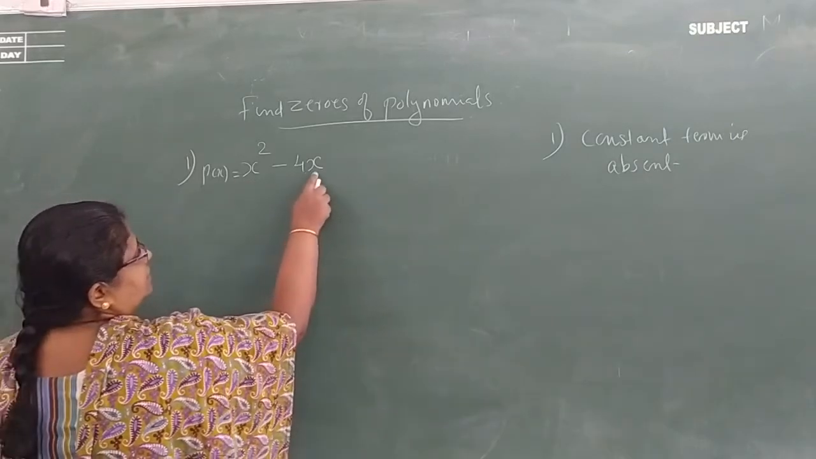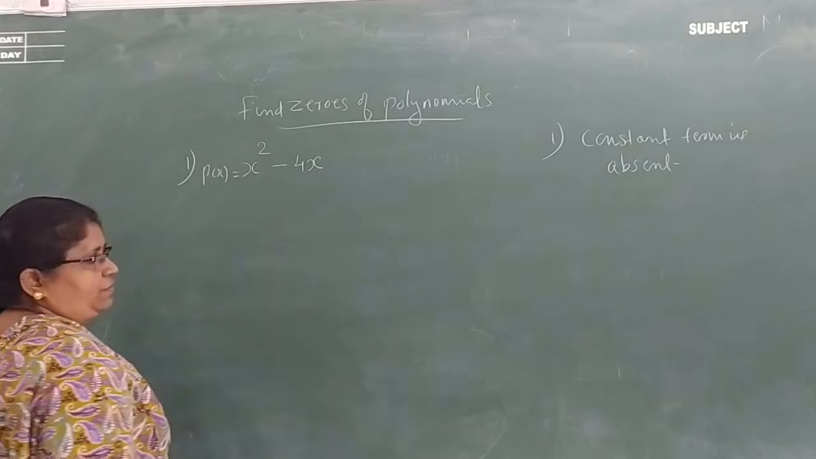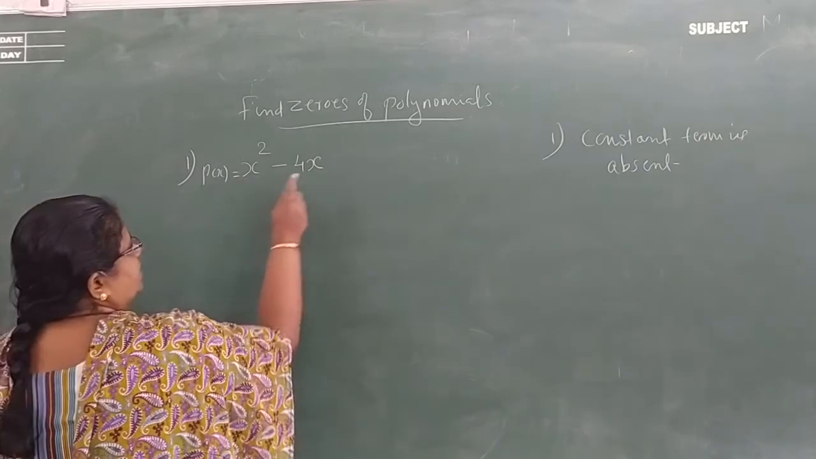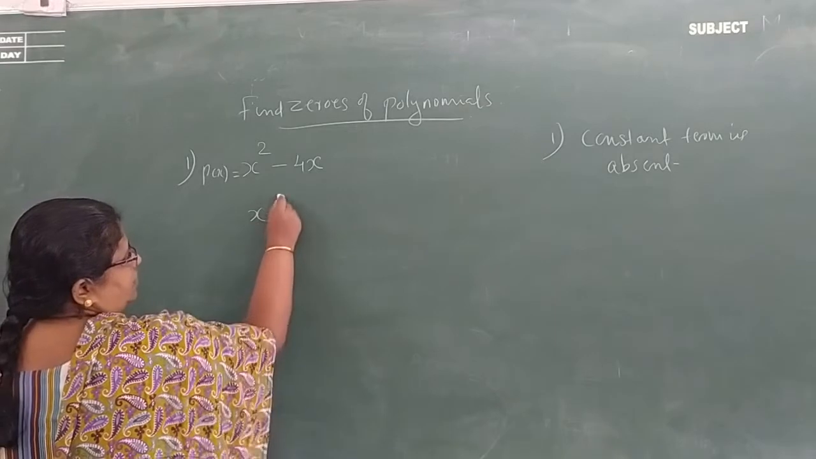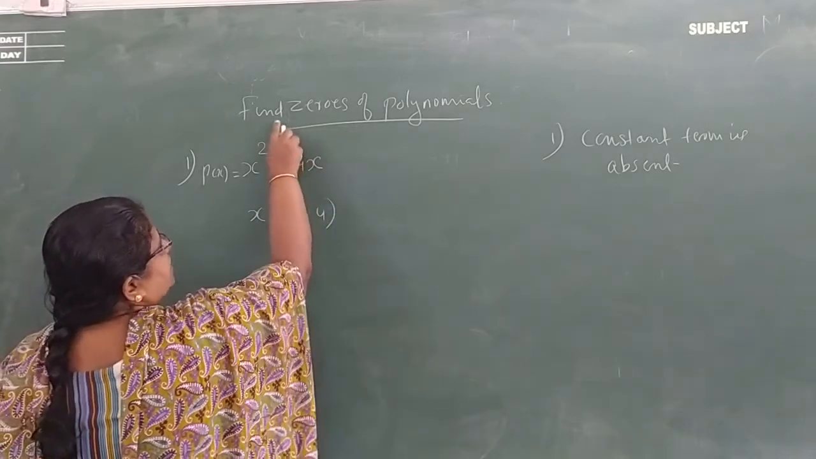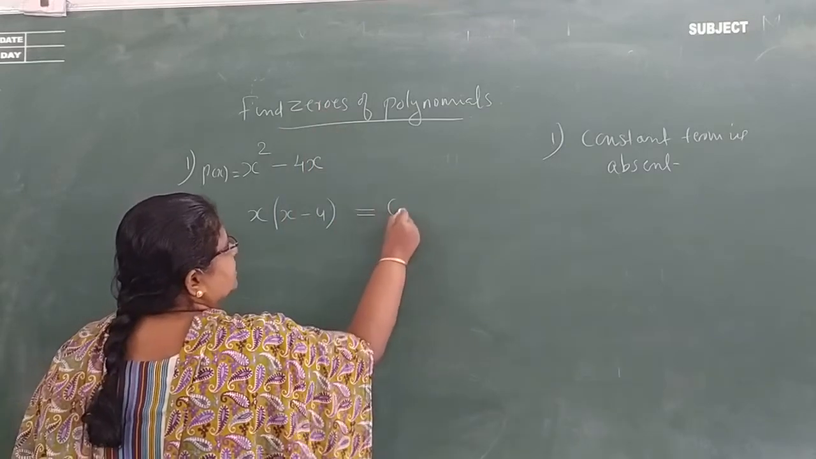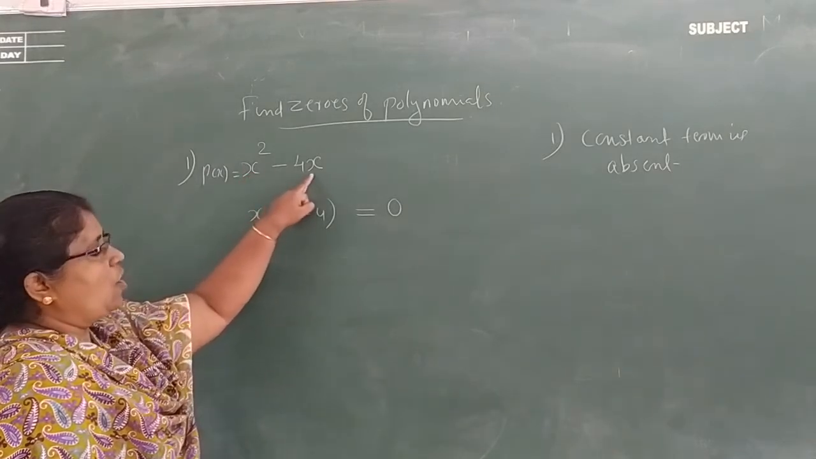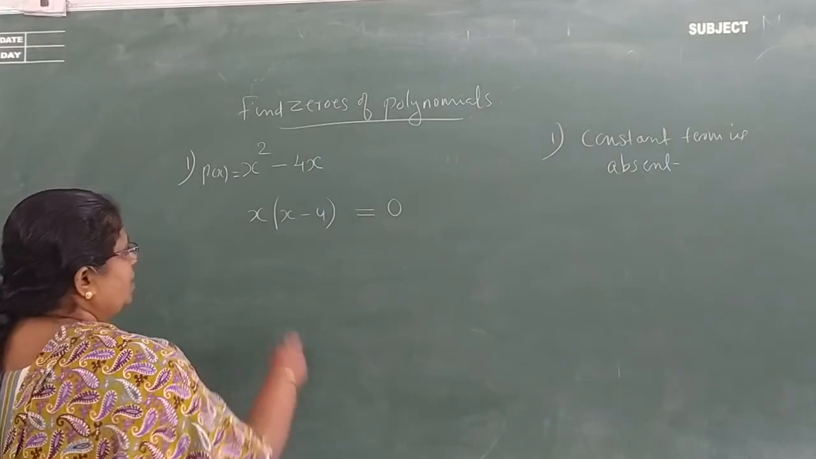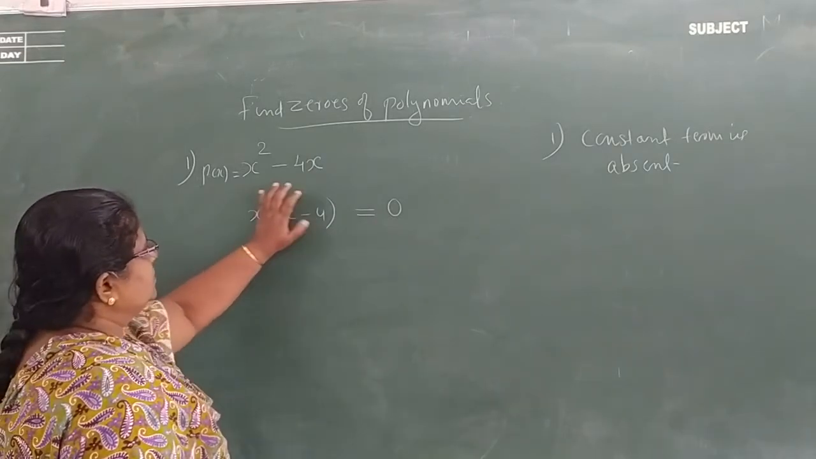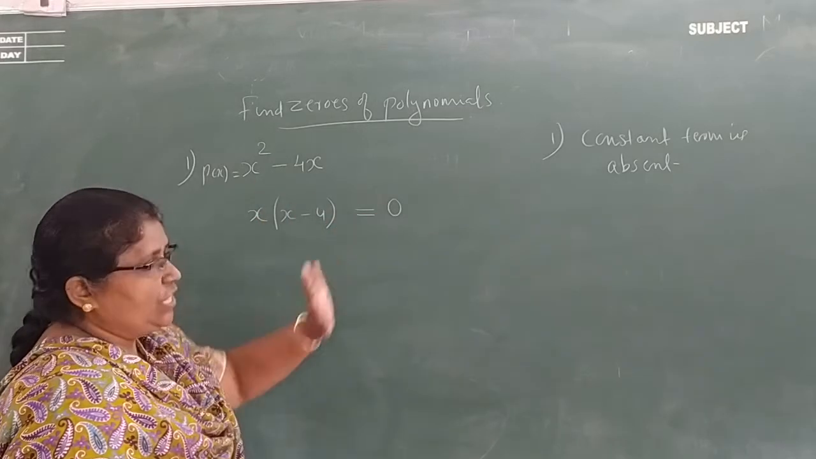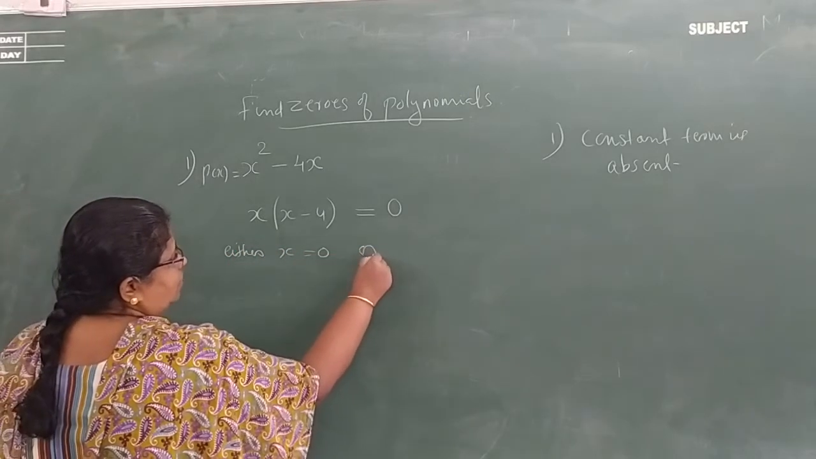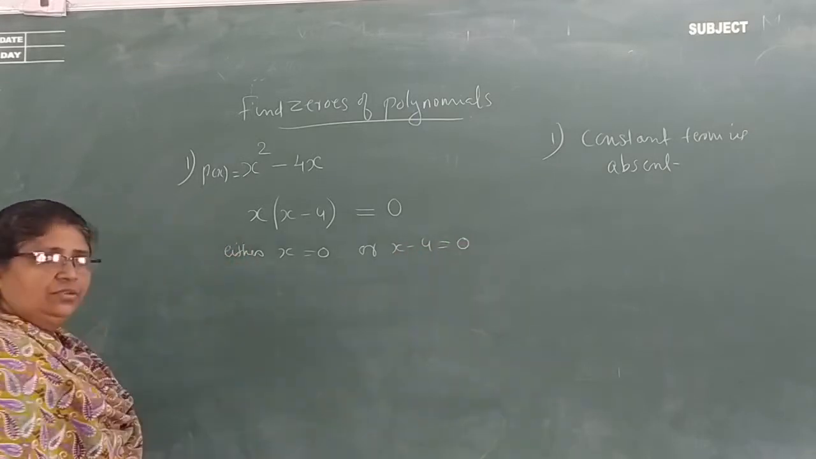So for finding the 0 of this particular polynomial, the method is you have to take the common. In x square minus 4x, what is common? X. X into x minus 4, and we are going to find the 0. So put it equal to 0. X into x minus 4 is equal to 0. Product of two terms. This is one term, this is another term. Product of two numbers is 0 means what? Either x is equal to 0 or x minus 4 is equal to 0.